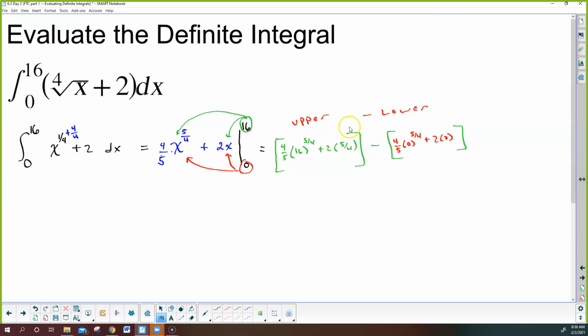And it will always be the upper minus lower. So that's the calculus side, right? That's technically, we're done with calculus right here. Everything else is just simplifying. And that's the part where actually most of the errors occur.